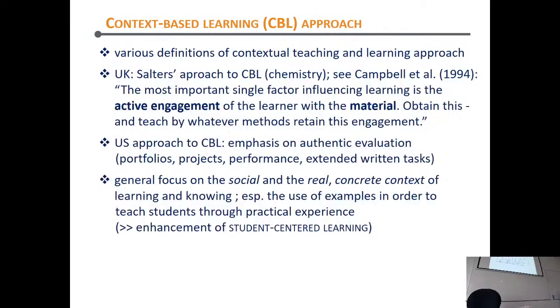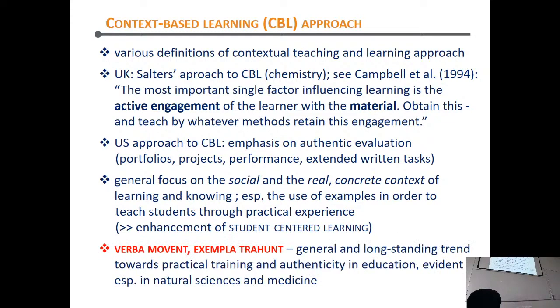Generally speaking, the focus of CBL methodology is on the social and the real, that is practical, context of the learning process, which essentially means the use of examples, both real or fictitious, in order to teach students through practical experience rather than theory only. So this is basically about telling the student why he's doing this, what the future benefit of this will be for him within his future job. This is the really social context, and so on and so forth. To sum up, it's about student-centered learning, about the impact of learning.